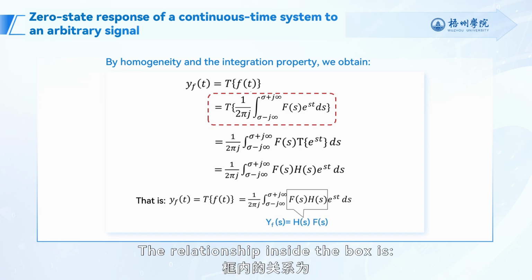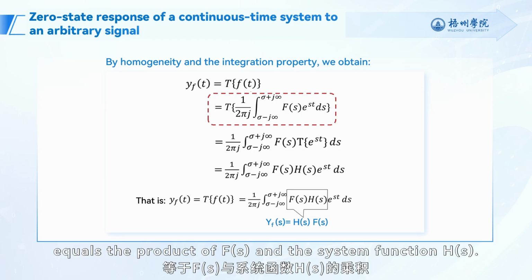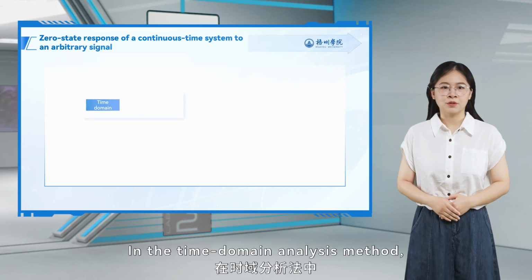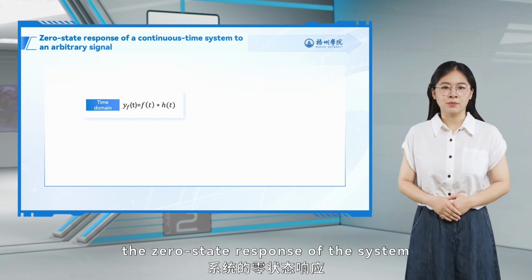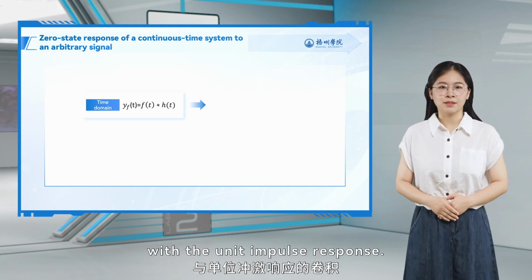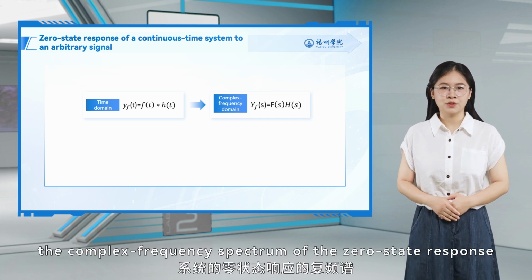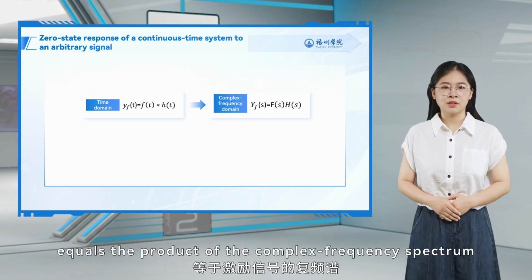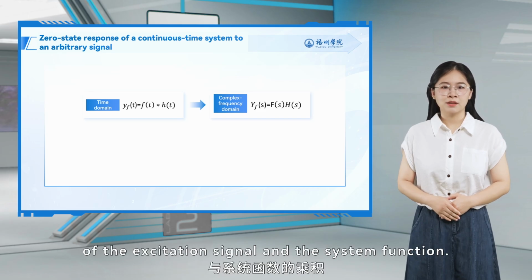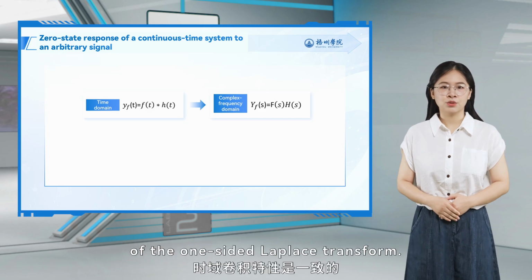The relationship inside the box is the S-domain expression of the zero-state response: yf of s equals the product of f of s and the system function h of s. In the time domain analysis method, the zero-state response of the system equals the convolution of the input signal with the unit impulse response. In the complex frequency domain analysis method, the complex frequency spectrum of the zero-state response equals the product of the complex frequency spectrum of the excitation signal and the system function. This is consistent with the time domain convolution property of the one-sided Laplace transform.